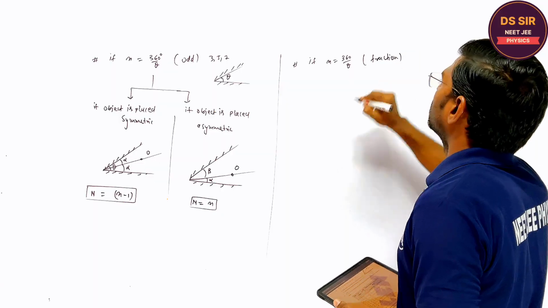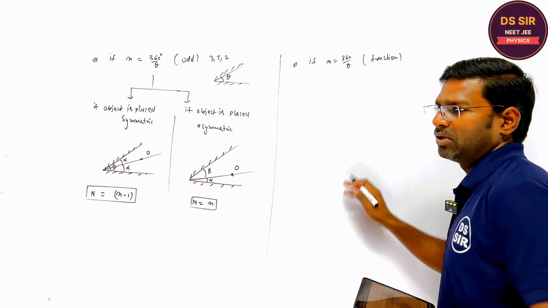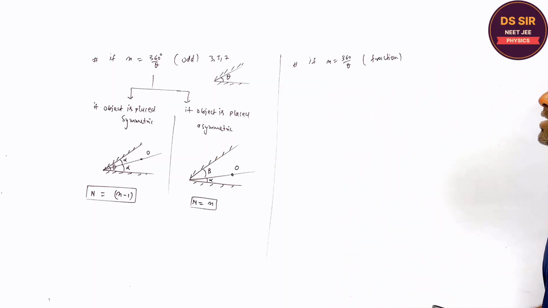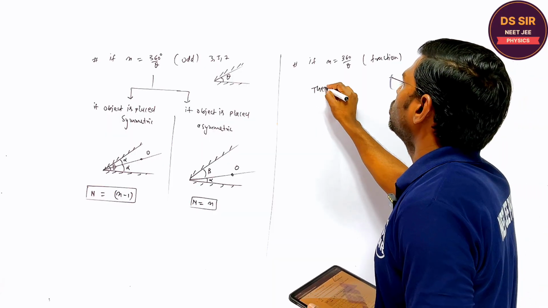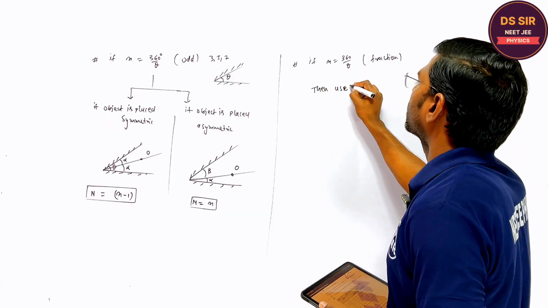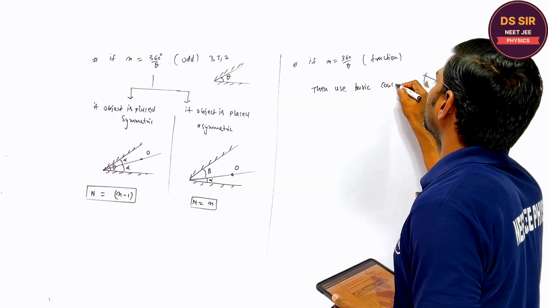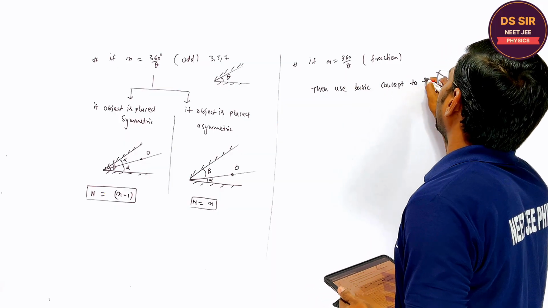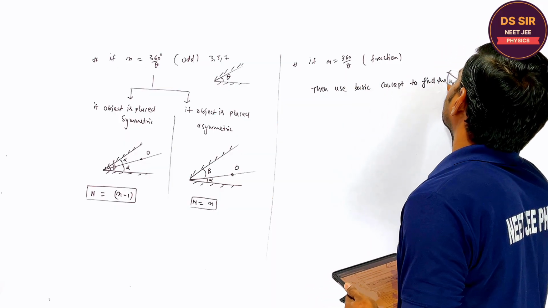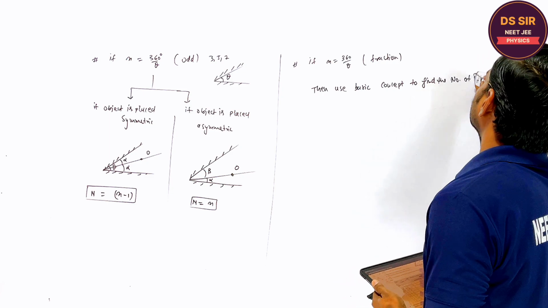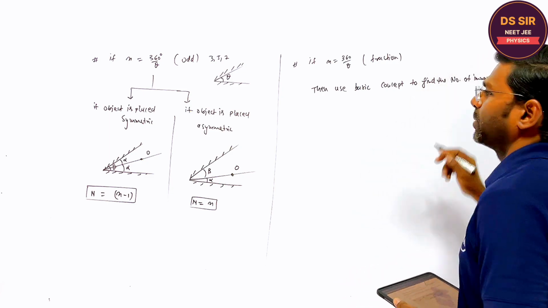Are you getting or not? If n is a fraction, not an odd integer, not an even integer, then use the basic method, the basic concept, to find the images, to find the number of images. There is no formula you have to apply.